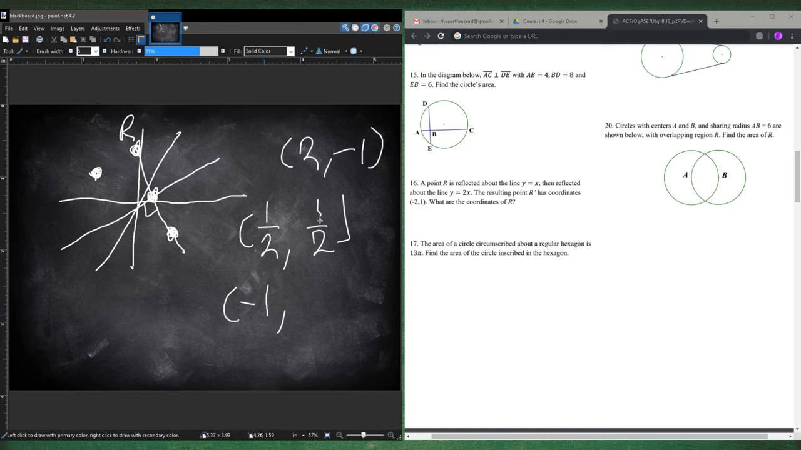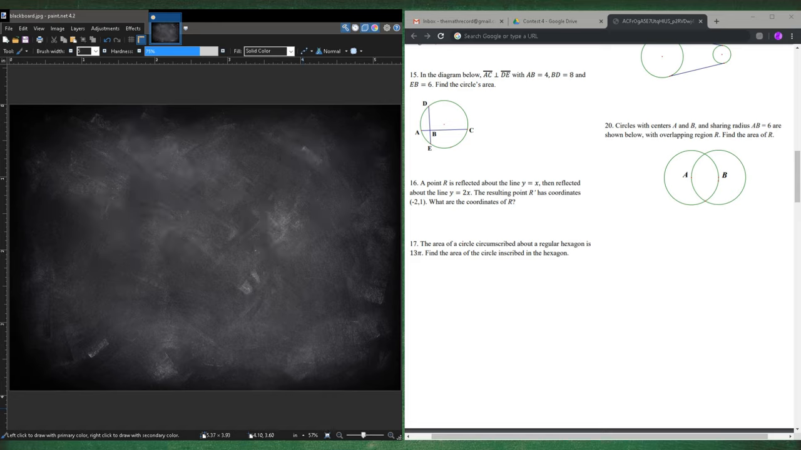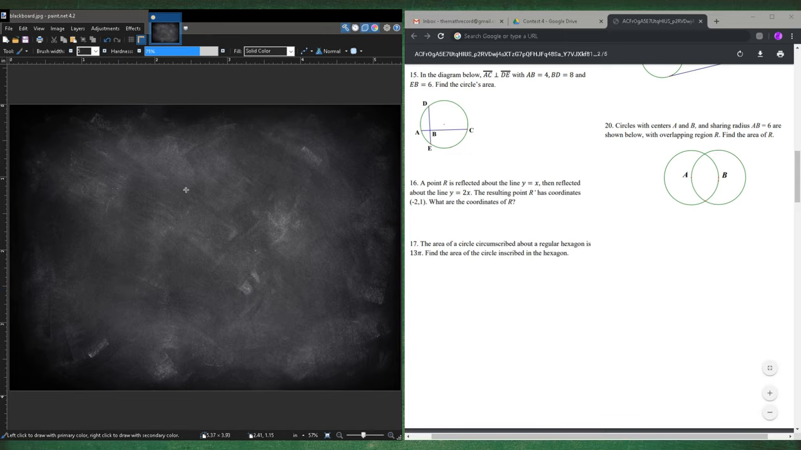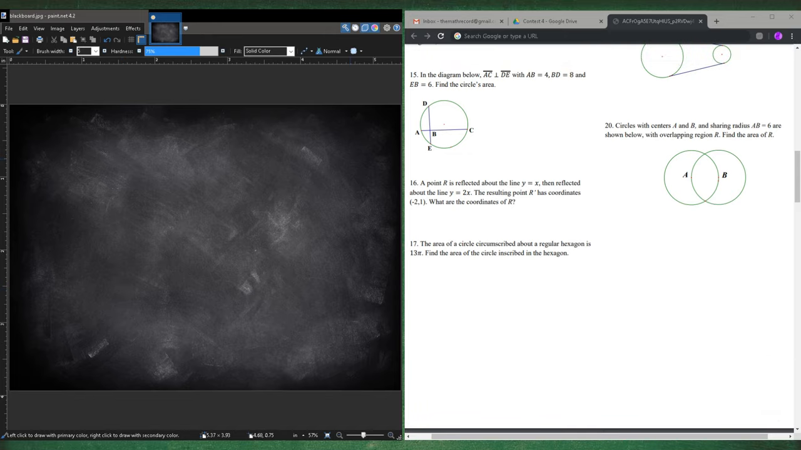And then for the y-coordinate, from 1/2 to get to -1 you subtract 3/2, so now you have to add 3/2 instead. So 1/2 plus 3/2 is 4/2, which is 2. So the coordinates of R are (-1, 2). And that's how you do it by hand, by finding perpendicular lines and moving the coordinates around.